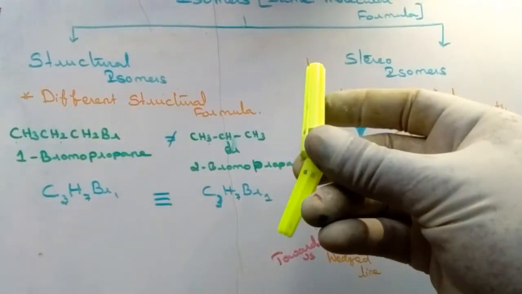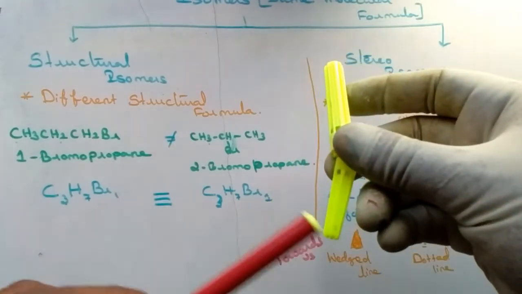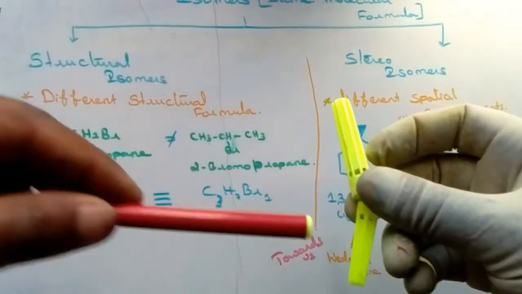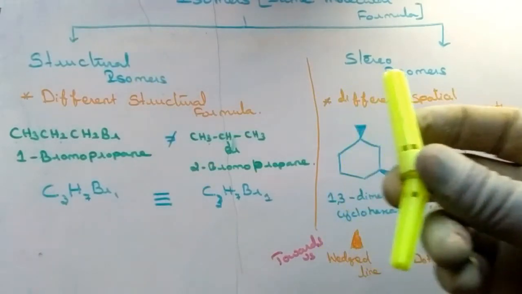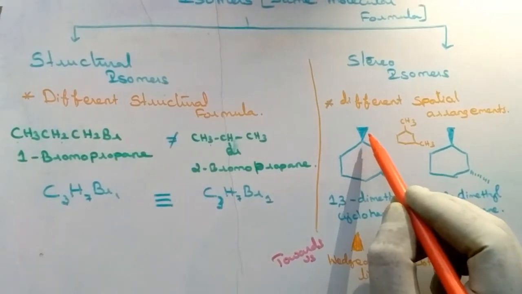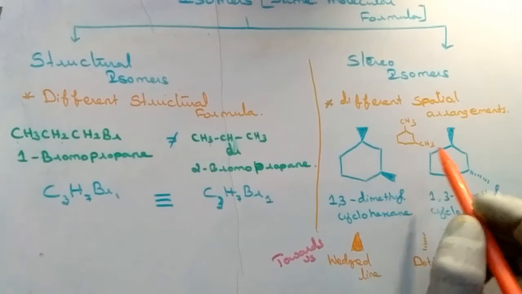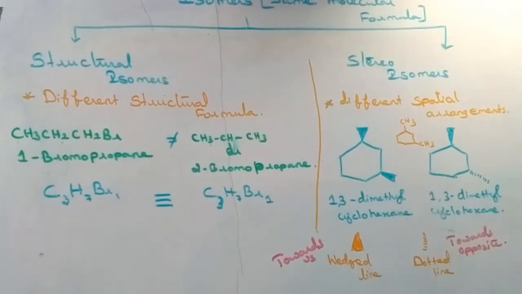Just look at this. If it is denoted with the wedged line, then it is towards us. If it is denoted with dotted lines, then the group is towards the opposite side. That's why we are using those two lines. So stereoisomers have different spatial arrangements like this. Here these two groups are towards us. Here one group is towards us and the other one is towards the opposite side. This is the difference between those two compounds, and they are called stereoisomers.